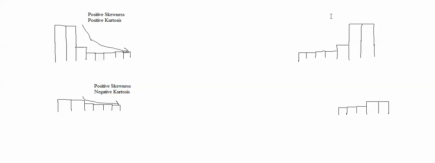This one over here has a negative skewness and a positive kurtosis. It has a negative skewness because it peaks at the right end and it trails off toward the left. That's why it has a negative skewness. And it has a positive kurtosis because it has this tall and narrow peak.